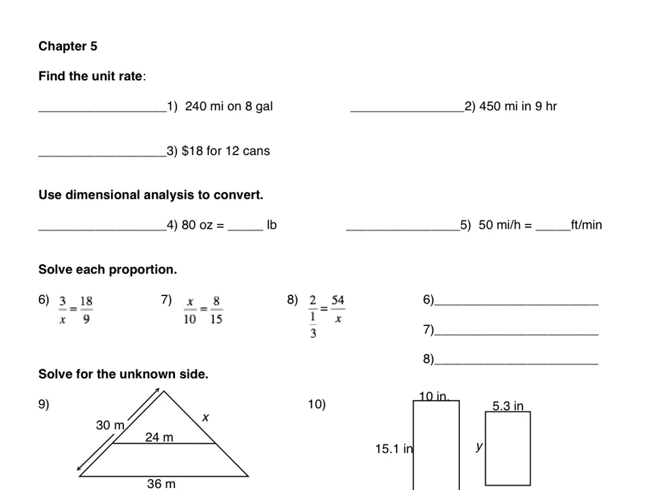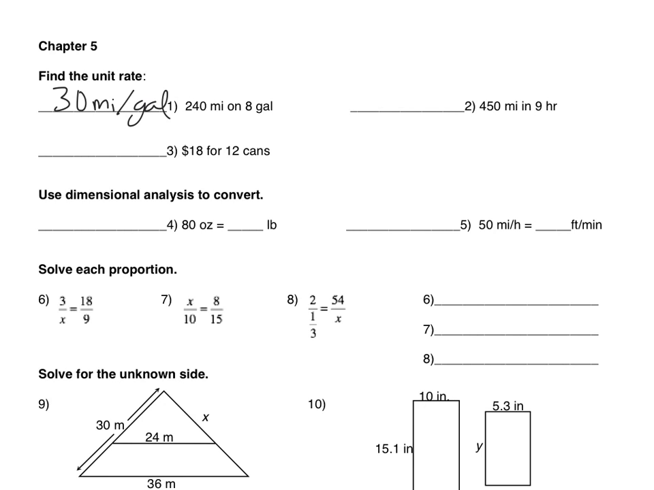For Chapter 5, questions 1 through 3, finding the unit rate, all you have to do is simply divide to find out how many miles per 1 gallon of gas, or how many miles per 1 hour, or how much money per 1 can. So simply divide 240 divided by 8 to get 30 miles per gallon.